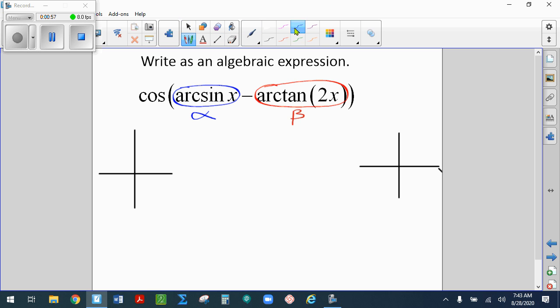So for alpha, I need to draw a triangle whose sine is equal to x. So if I draw my right triangle in quadrant 1, the opposite over the hypotenuse is going to be x over 1. And then if I do my Pythagorean theorem correctly, the bottom of the triangle is going to be the square root of 1 minus x squared. For the second triangle, I need to draw a triangle whose tangent is equal to 2x. So opposite over adjacent is going to be 2x over 1. And then my hypotenuse is going to be the square root of 1 plus 4x squared.